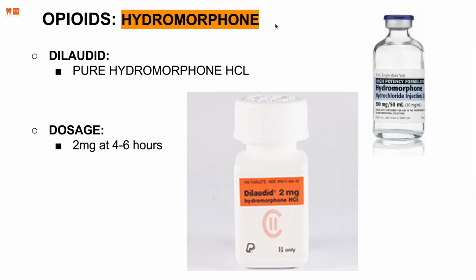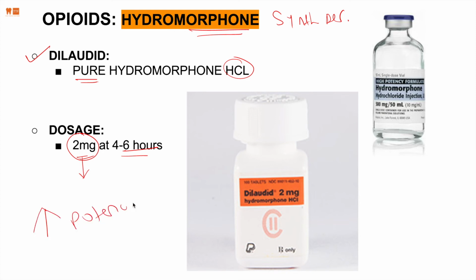Hydromorphone is the next one. Remember, again, a synthetic derivative of morphine. Known as Dilaudid in the market. It is pure hydromorphone hydrochloride. The dosage is 2 milligrams every 4 to 6 hours. Now, you'd notice that we kept talking about 60 milligrams of codeine and 20 milligrams of other drugs, but why 2? This just means that pure hydromorphone has a very high potency. So write this point down, guys. Hydromorphone is a very highly potent opioid.